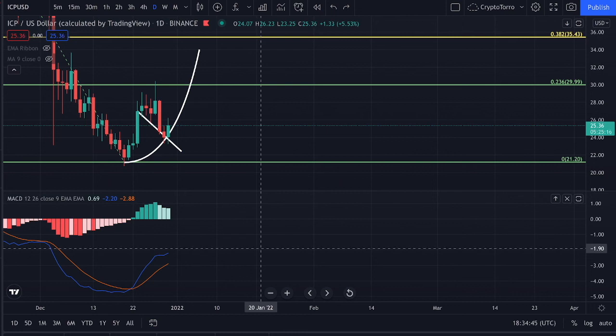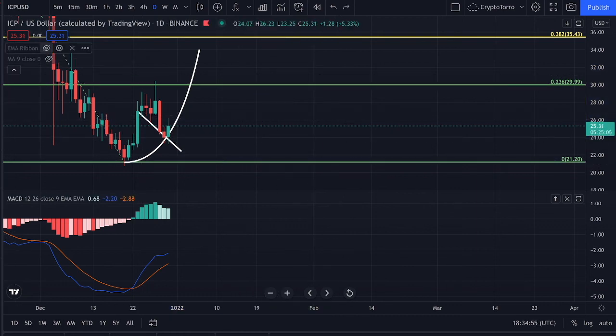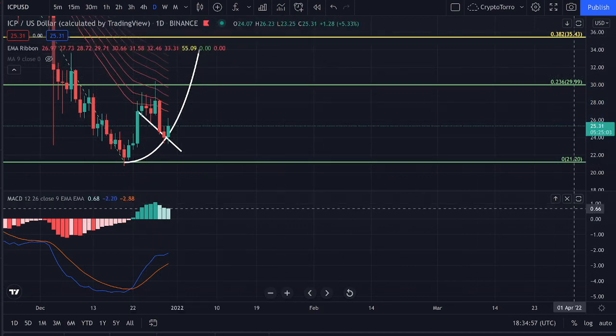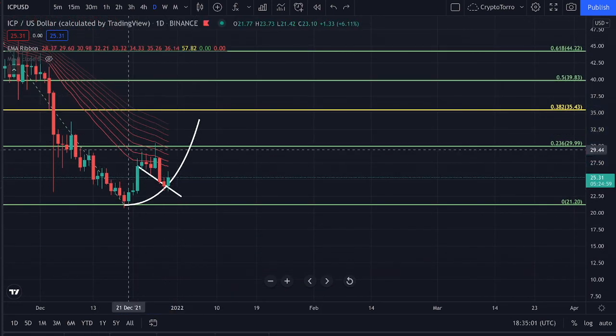So I personally think that the stakes are quite high right now for Internet Computer to break above the $29 range and start seeing that exponential growth towards the upside getting created once we break out above the EMA ribbon on the daily time frame as well. Absolutely a major level of resistance above us that we would like to see a breakout occur above.